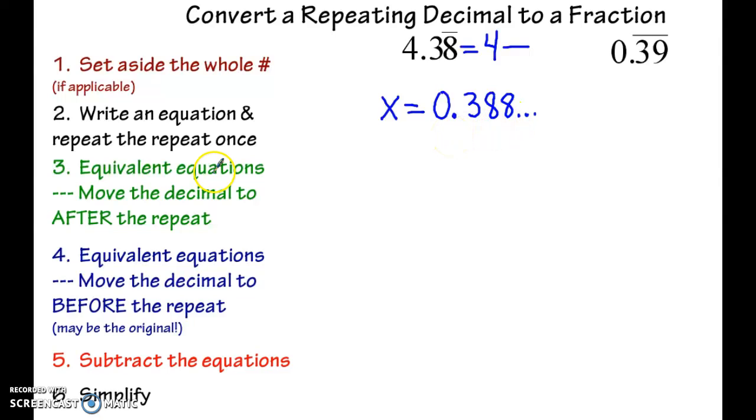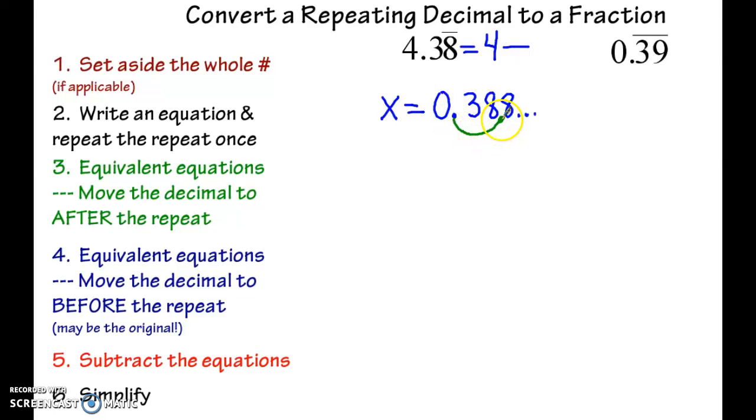My next step now is to do an equivalent equation, and I'm going to move the decimal to after the repeat. So I want to move my decimal here to after the repeat. The 8 is repeating, so I'm moving it to just one place after the repeat. Well, how many times did I have to move that? I had to move it twice.